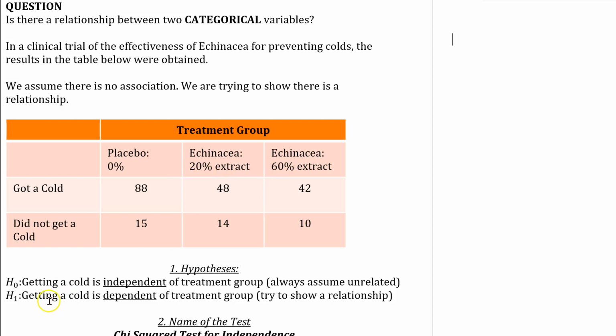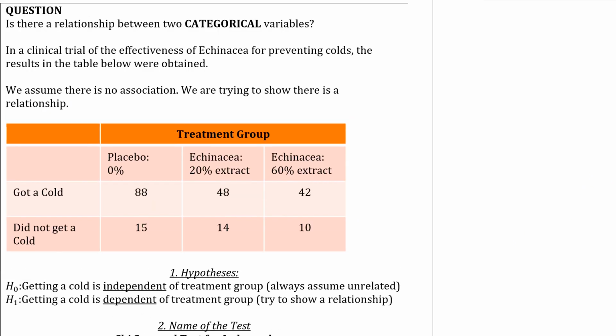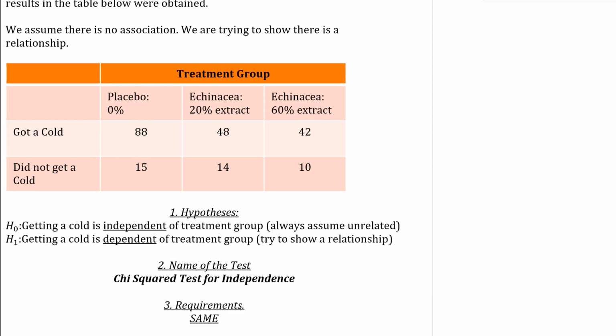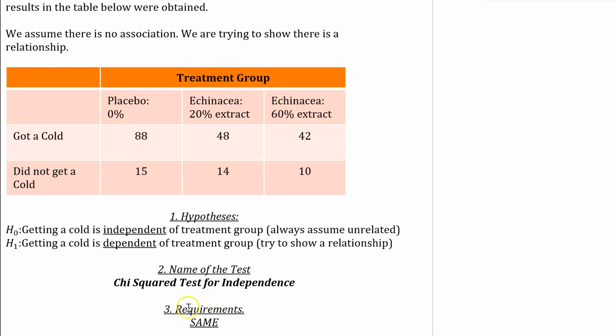And we're also going to look at the alternative where it's the opposite. So getting a cold is dependent on getting a treatment group. And these were the observations that we see in each one of these categories. So step 2, this is the chi-squared test for independence. So that's what we're going to perform. Step 3, the requirements are the same, the IRL. L, we need all the expected counts to be larger than 5. I have a feeling they will be, but let's let StatCrunch calculate that for us. And so now let's just move on to step 4, which is the calculations.